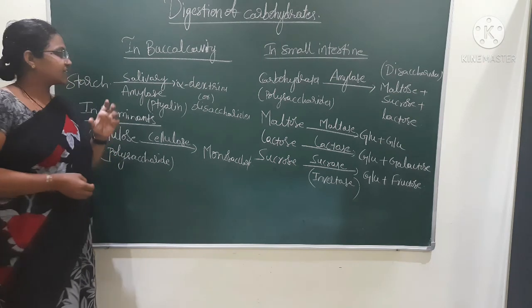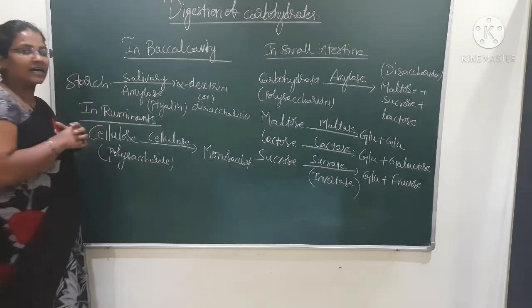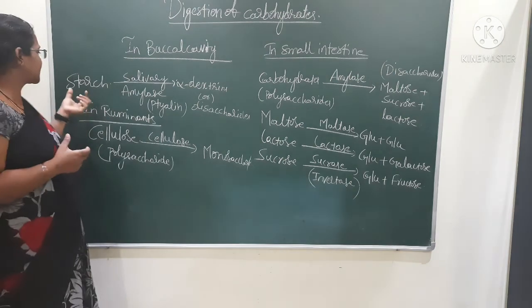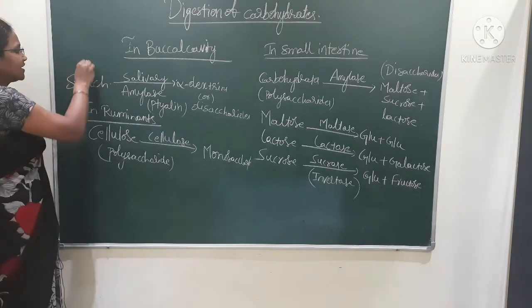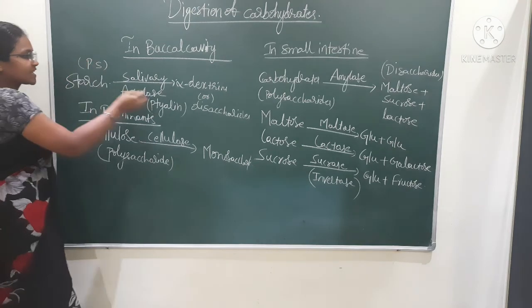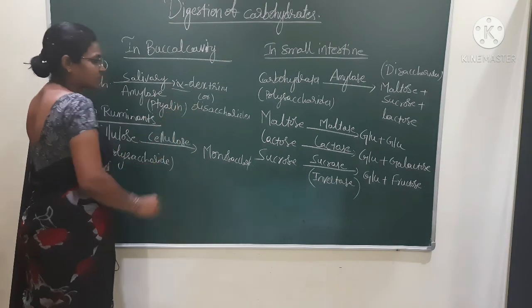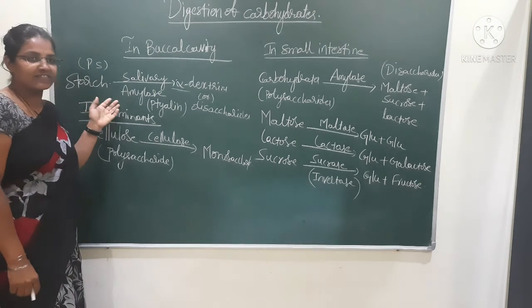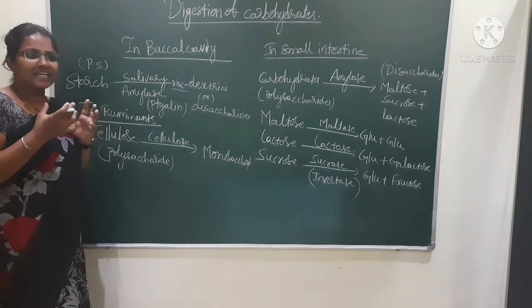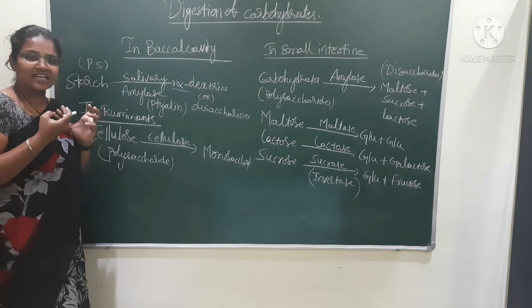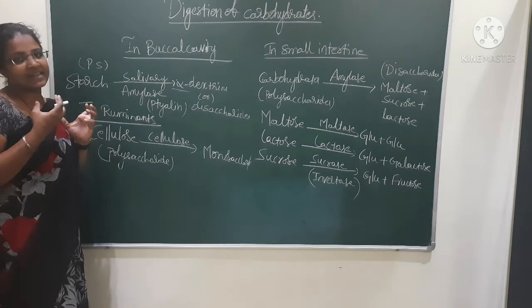In the buccal cavity, the enzyme salivary amylase is useful for converting starch, which is a polysaccharide. The polysaccharide is converted into a disaccharide, or alpha dextrins are formed, in the presence of salivary amylase. So here, mechanical digestion as well as chemical digestion takes place in the buccal cavity.